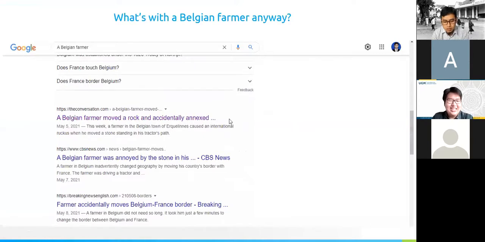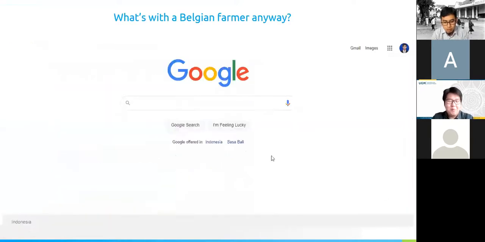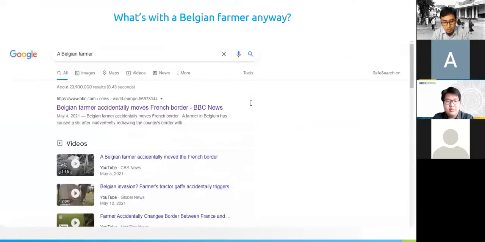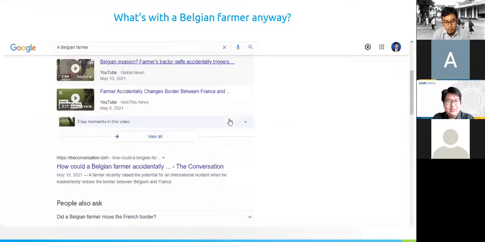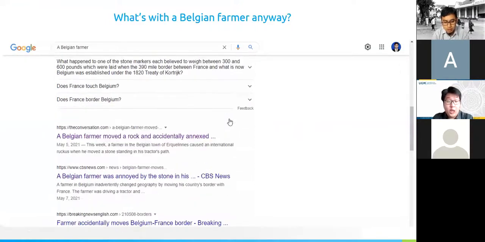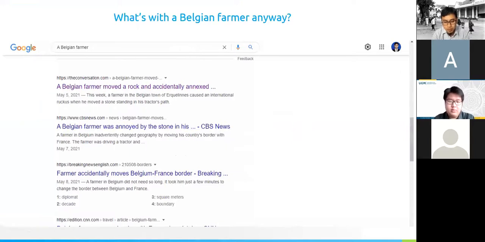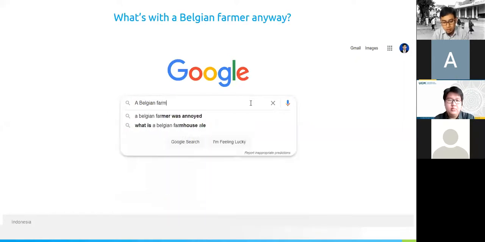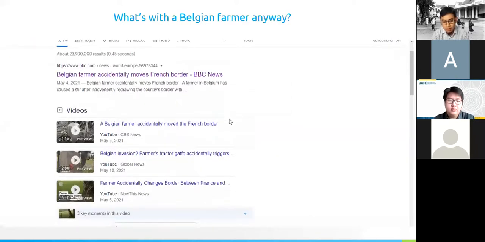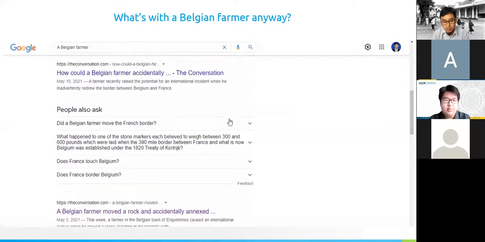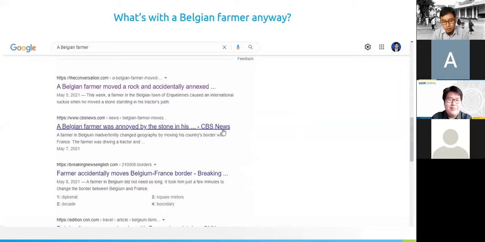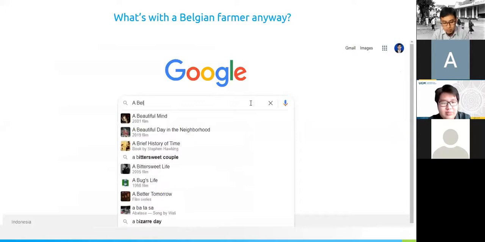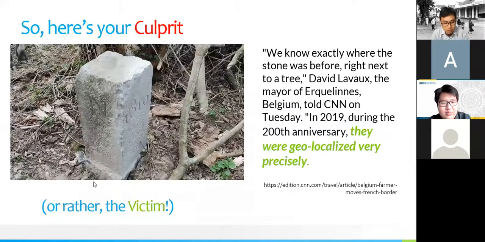Last May, probably 4th May 2021, a Belgian farmer, an unfortunate one, was annoyed with a stone that stood in his way, in his tractor's way, on his private land. Then he dug up the stone and moved it about 200 meters away. And accidentally, he annexed France in the process. So by moving the stone, just something like this. Yeah, here's your culprit.